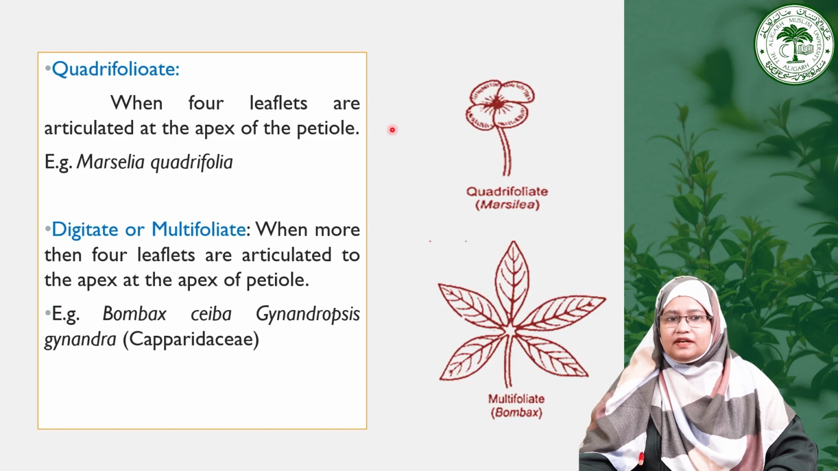Then quadrifoliate, which has four leaflets at the apex of the petiole, as in the case of Marsilea. Then digitate or multifoliate, when the number of leaflets is more than 4, then it is termed digitate or multifoliate, as in the case of Bombax and Gynandropsis of the Capparidaceae family. So these are some examples of digitate or multifoliate type of compound leaves.